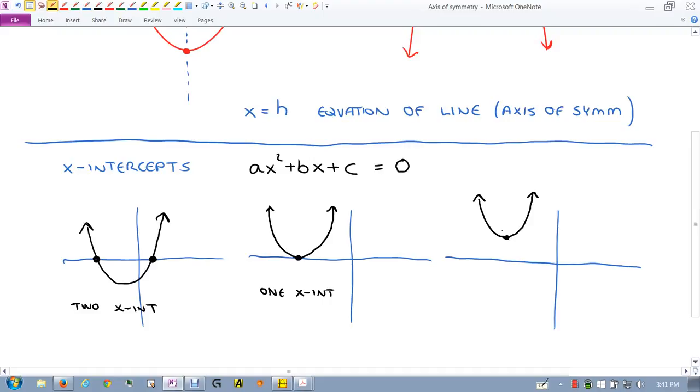And which of these cases on the board do you think that is? That one. Square root of negative 47. It spit out an imaginary number, didn't it? Whenever that happens, you know your parabola never touches the x-axis. Make sense? So this, no x-intercepts at all.